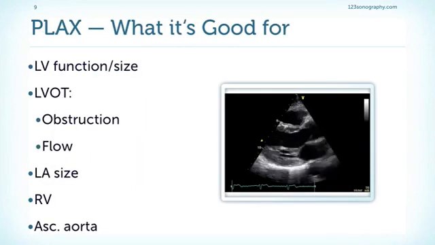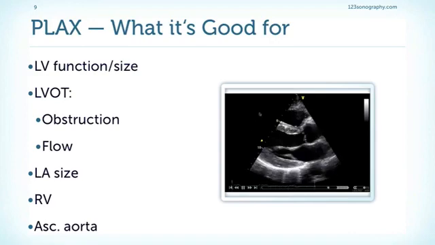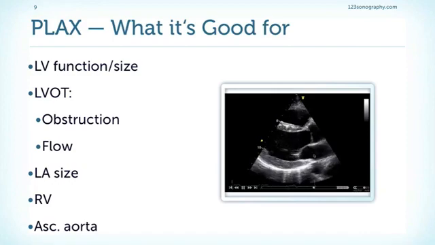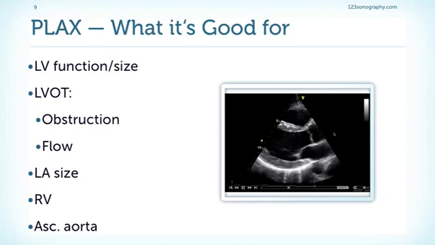What is the parasternal long axis good for? It's good to assess left ventricular function and size, even though we do not see the entire heart and we do not see the apex. We have a very nice view to the left ventricular outflow tract. Thereby we can detect obstruction or abnormalities of flow. Furthermore, the left atrium is visible, so we can assess the size of the left atrium. We also have partial view to the right ventricle, so information about the right ventricle is also possible. And very important, this is the view where we can assess the aortic root and also the ascending aorta.